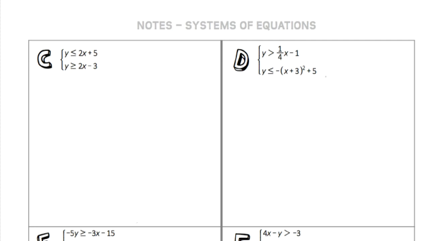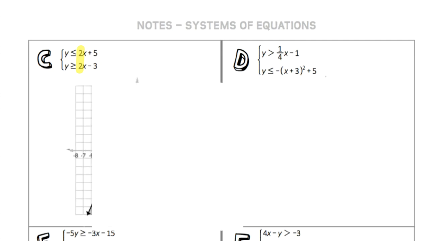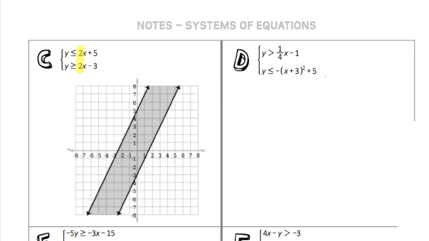So for this one, I noticed that my 2 lines are parallel because they have the same slope. One is shaded above it, the other one's shaded below it. So they're overlapping. It's going to be in between those 2 lines. So my graph would look something like this. Both solid because they're equal to, and again, they're parallel lines. One's less than, one's greater than, so the shading is in between them.